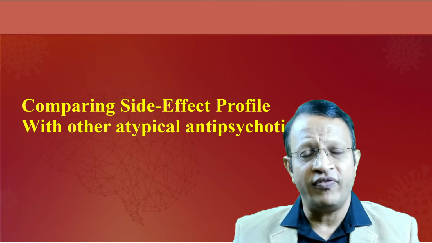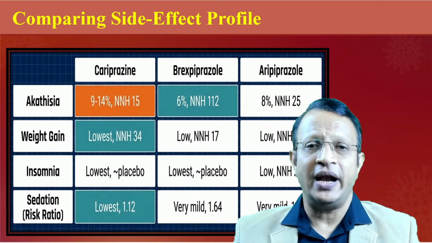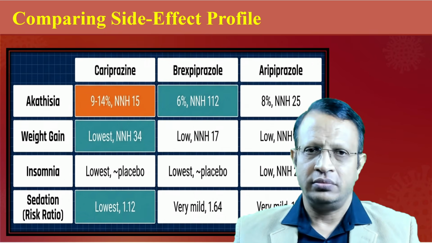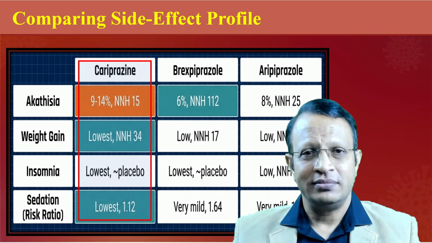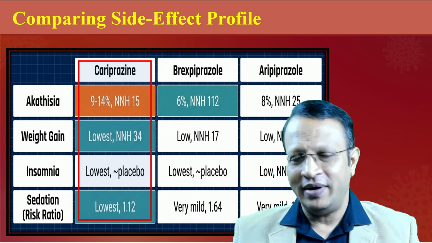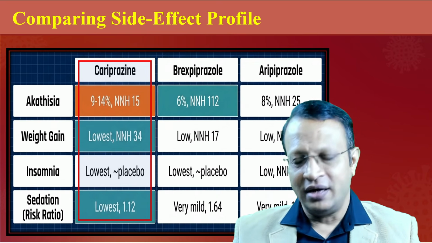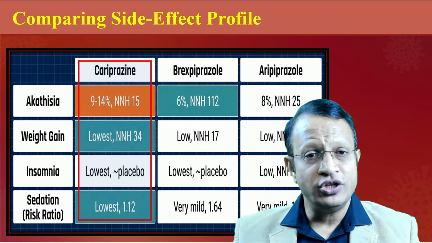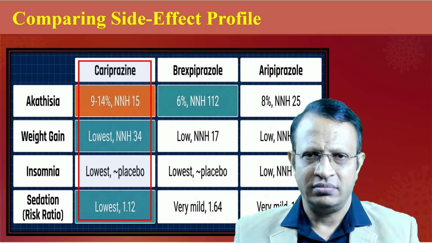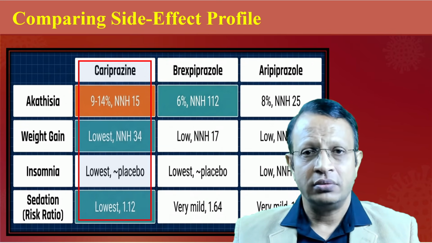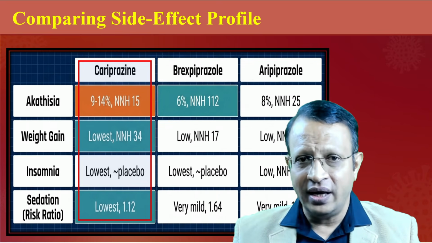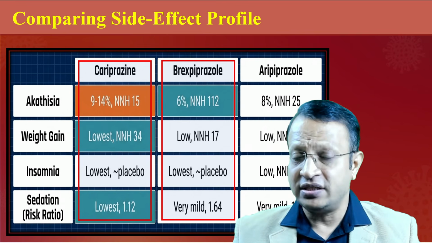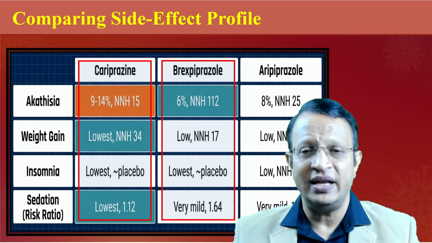Let's compare the side effect profile of cariprazine with other atypical antipsychotics. Here you can see cariprazine is compared with brexpiprazole and aripiprazole. With regard to akathisia, cariprazine scores very high. Invariably it is 14% as mentioned, but nowadays studies have shown up to 20%. So you have to keep an eye. With regard to weight gain, insomnia, sedation, it is very little, my dear friend. With regard to brexpiprazole, the akathisia, weight gain, insomnia, and sedation are very, very minimal. For that reason, my dear friend, brexpiprazole has a better side effect profile than cariprazine.